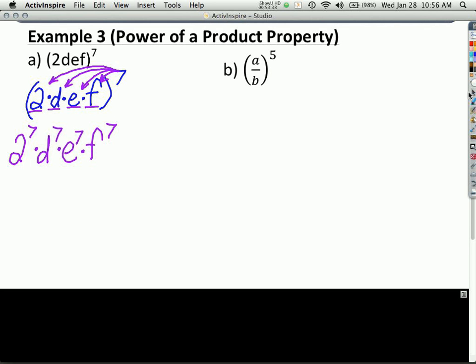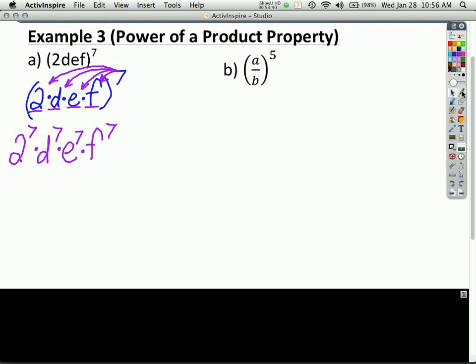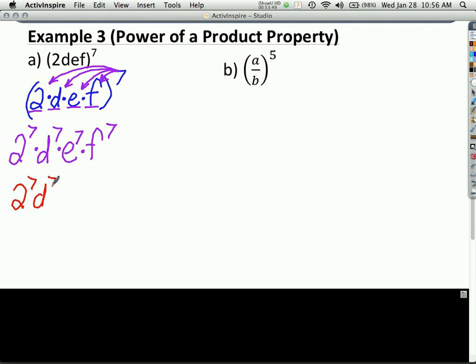And when you write it as a final answer, you don't put the multiplication dots. I'm not going to freak out if you do. But best practice is you just write this. That's the best way to write it. Does anyone have any questions on power of a product?